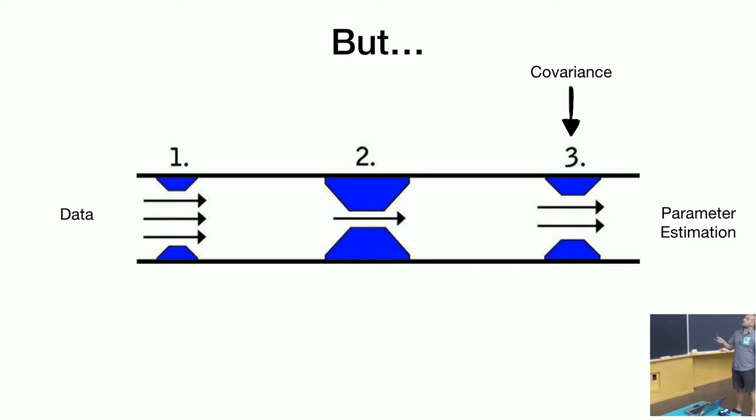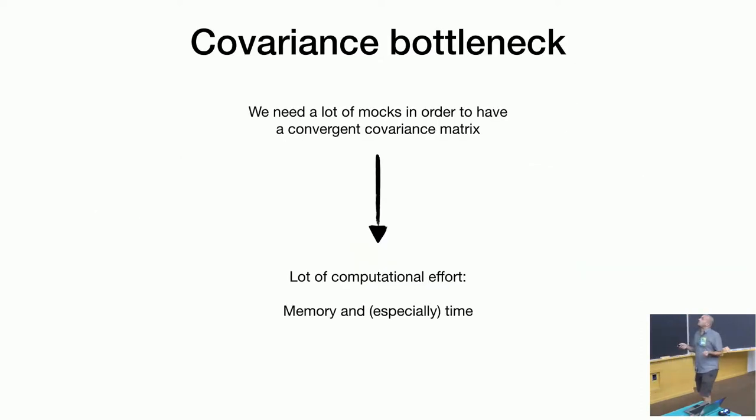For example, the time for the theory, the time for the sampling, and the evaluation of the covariance. What we want to do is understand why covariance is a bottleneck. For example, if we want to evaluate the covariance numerically, we need a huge number of mocks in order to have a convergent covariance matrix. This translates into a lot of computational effort, especially in memory and especially in time. So we need a lot of time to compute the mocks, and then we can finally have the covariance matrix.